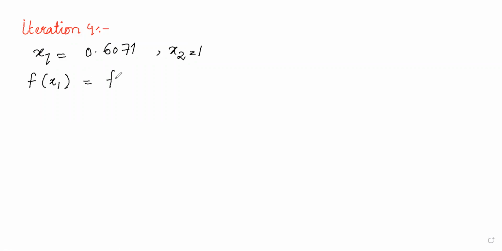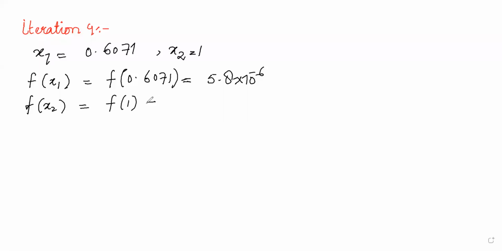Let's go to iteration 4. As we go to iteration 4, we begin with a few values of x. Our x1 is equal to 0.6071 and our x2 is equal to 1. What is f of x1? We have just found that f of x1 is f of 0.6071, which is 5.8 into 10 raised to power minus 6. And our f of x2, we have been carrying this forward, is f of 1, which is equal to minus 1.4597.